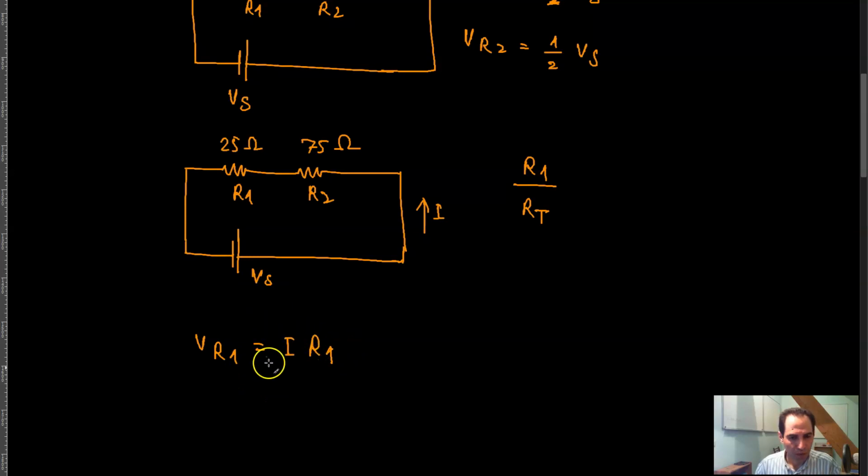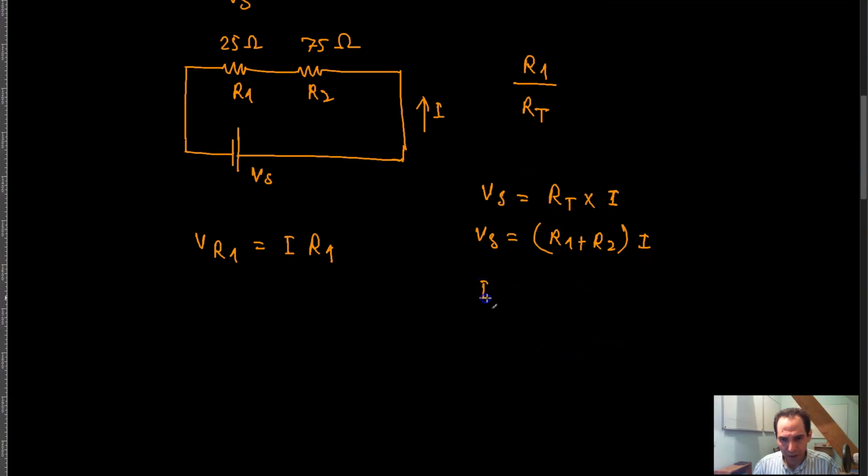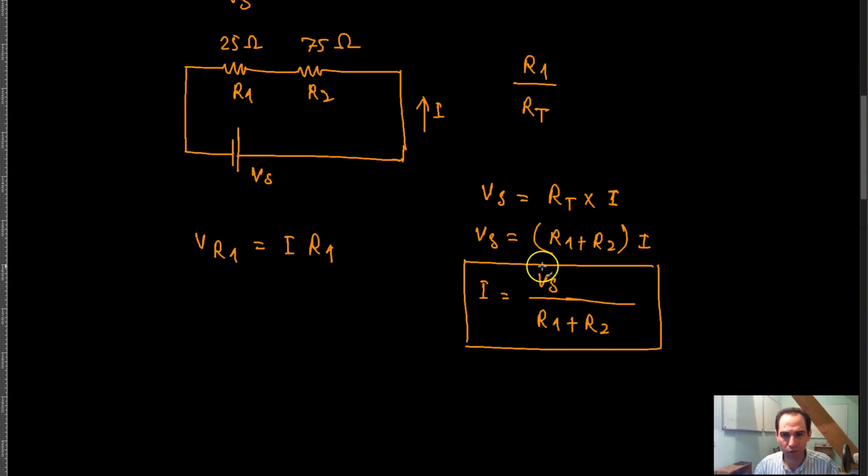So now this I is the total current going through the circuit. If I apply Ohm's law to the whole circuit, I'll get V of S is equal to the total resistance in the circuit, R of T, times I. R of T is the same thing as R1 plus R2, so R1 plus R2 times I is V of S. That means I is V of S divided by R1 plus R2, right? So the current going through this circuit is V of S divided by R1 plus R2.